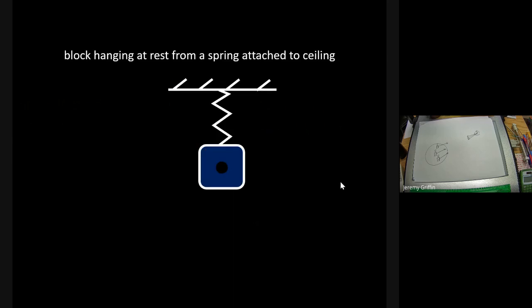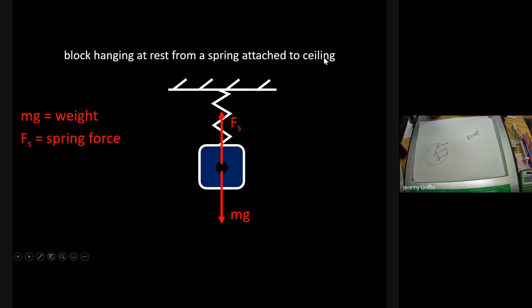A block hanging at rest from a spring attached to the ceiling. Ooh, block hanging. Did you guys draw a weight of the block acting down, and there's probably a spring force holding it up? And if it's at rest, that's one example of equilibrium. So see how the forces are balanced?